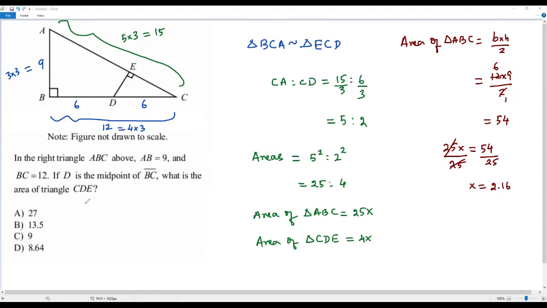According to the question, we have to get the area of this right triangle CDE over here. Already we got the area of this triangle CDE in terms of x, that is 4x. Now let's plug in the value of x, 2.16 over here. Then I'm getting 4 times 2.16. 4 times 2.16 is 8.64. Okay, here I got the area of triangle CDE. It is 8.64. We find this 8.64 in answer choice D. The correct answer choice for this question is D.